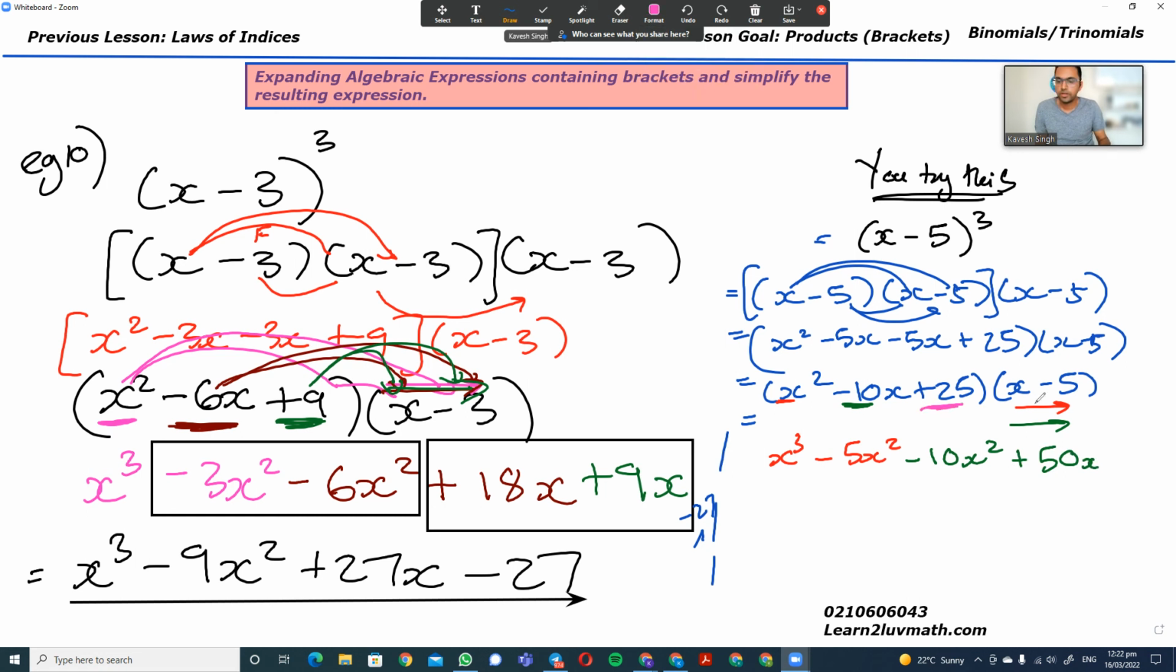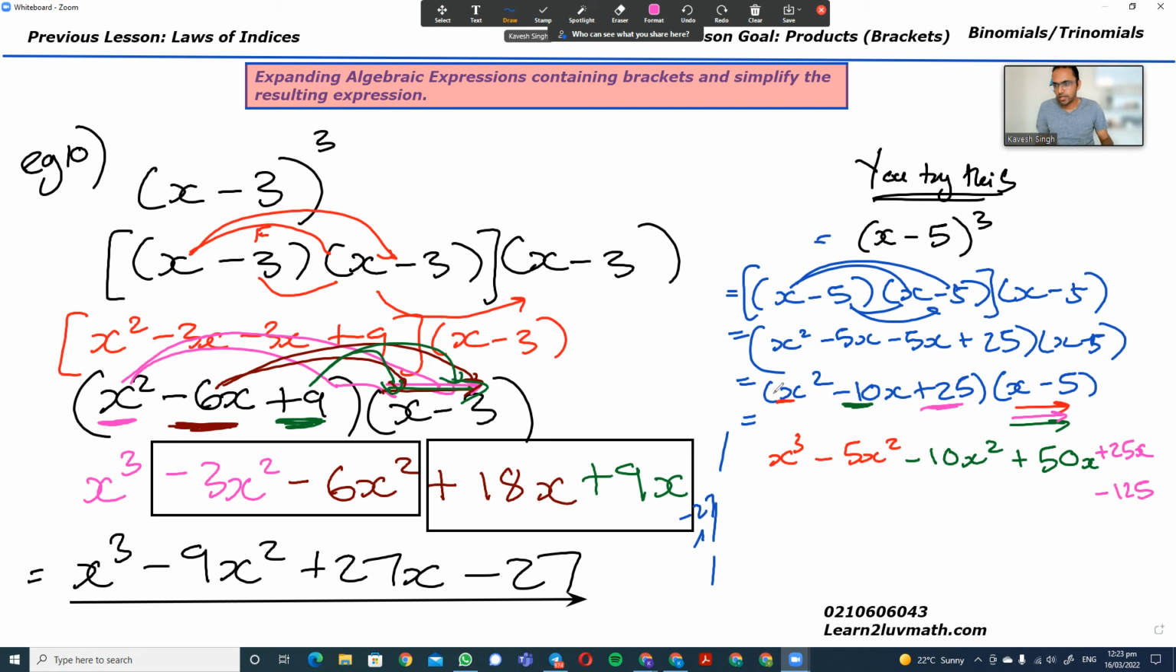Then you got 25. 25 multiplied across. 25 times x gets you 25x. 25 times 5 gets you negative 125. All right, 25 times 4 is 100. So 25 times 5 is 125. Don't forget signs. Plus and minus is a minus.